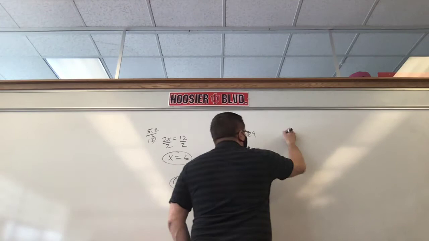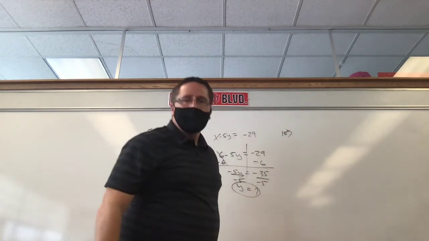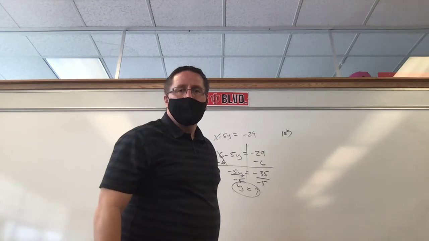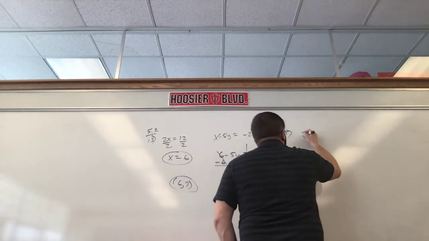Let's write 15 side by side again. So we have, where are we at? 5x plus 2y is 9.